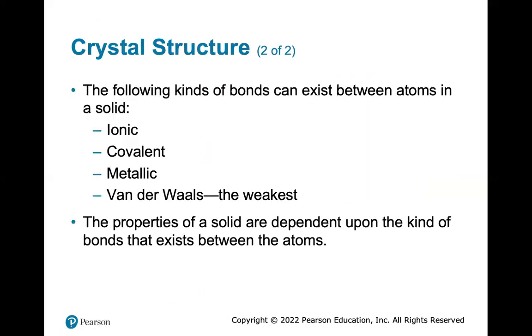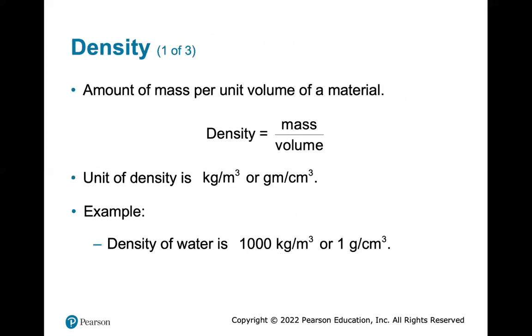The following kinds of bonds can exist between atoms in a solid: ionic bonds, covalent bonds, metallic bonds, and van der Waals, which are the weakest. Van der Waals is why geckos can walk on glass. Metallic bonds end up with a lot of free electrons. That's why metals are very good conductors of electricity, because they have a lot of free electrons in their structure. The properties of a solid are dependent upon the kind of bonds that exist between the atoms. Again, like the fact that metals are very good conductors.